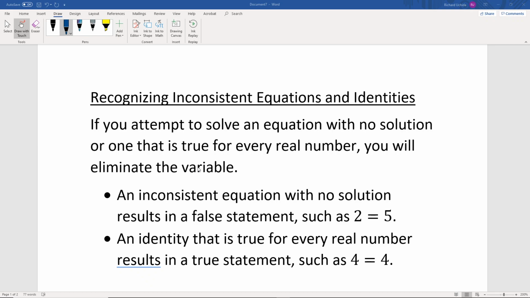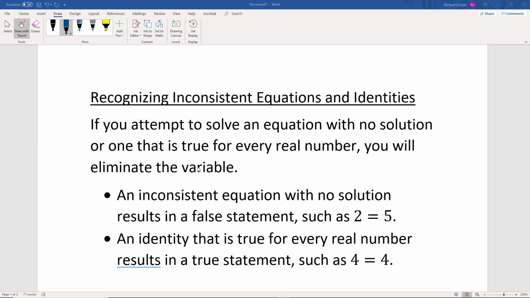So when you're doing the work of giving everything with x on one side, everything else onto the other side, all of the x's will cancel. Now, for an inconsistent equation with no solution, that will result in a false statement. So when the variables all cancel, you'll get something like 2 equal to 5. So all that's left is a statement like that, which is a false statement.